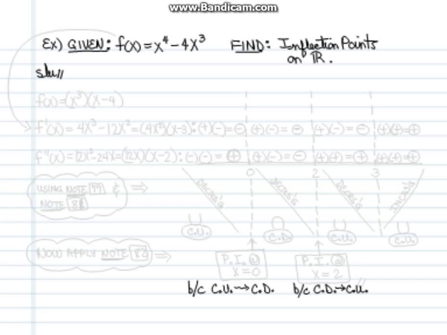Here we're given a function f of x equals x to the fourth minus 4x cubed. We're asked to find the inflection points on all the real numbers. We're looking for the values of x where concavity changes from concave up to concave down or from concave down to concave up. That's what it means to be an inflection point.